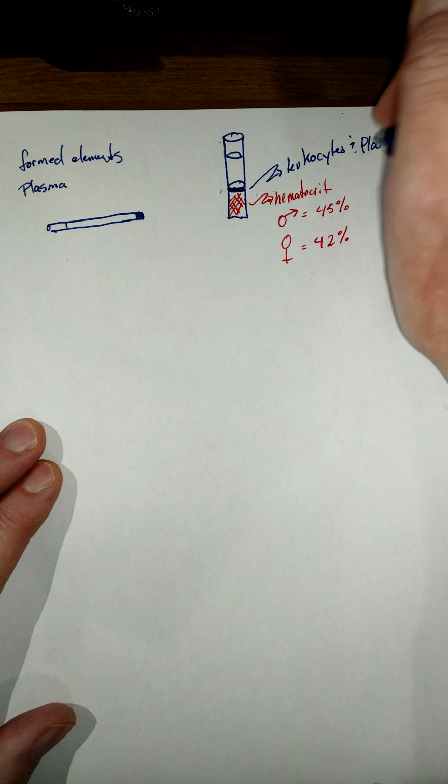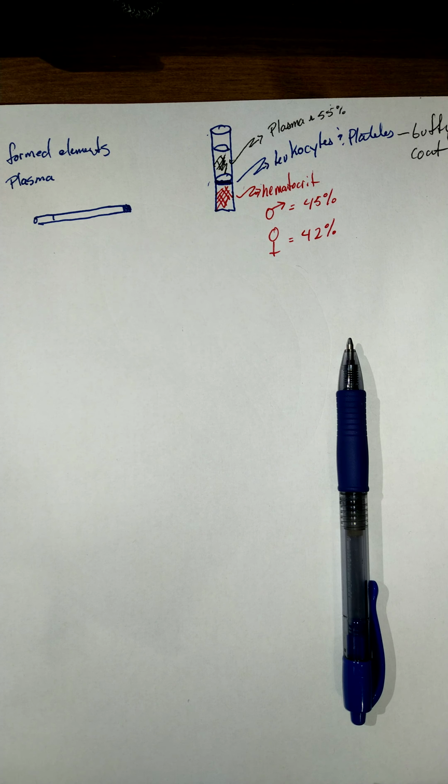And lastly, up here in the black area, this is our plasma, approximately 55%. This is also known as a buffy coat. So if you hear buffy coat, you'll know that leukocytes and platelets are being talked about.